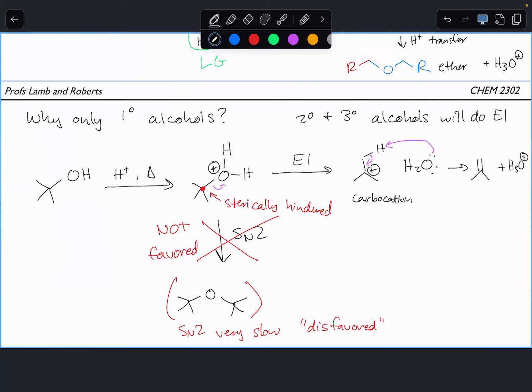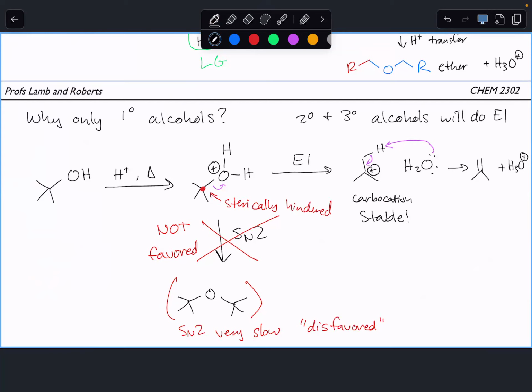So it's based off of the stability of that carbocation versus the rate of SN2. So you can really only do this reaction with primary alcohols. Otherwise, it just does E1 instead. Okay, so that's the big important thing about this reaction. It must be a primary alcohol, so make sure you check that if you want to use it. Questions?